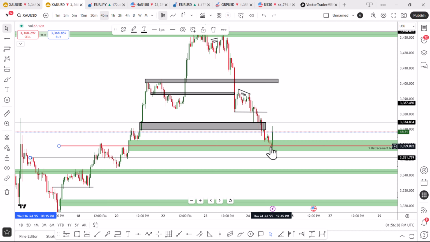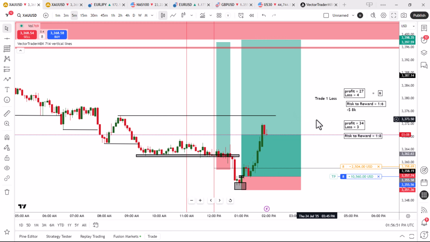So that is one thing about fair value gaps. You can always wait for price to push through it before you execute your trade, because price fluctuates. It can go through and still respect it. But yeah, that is it. I lost the first trade. It wasn't a good loss, to be honest.